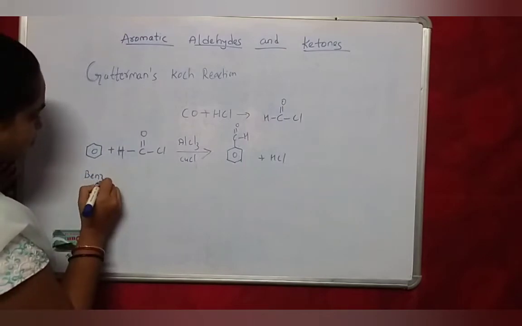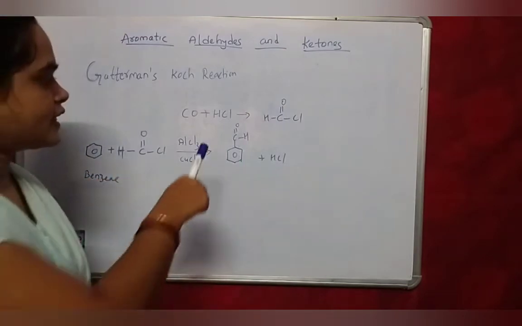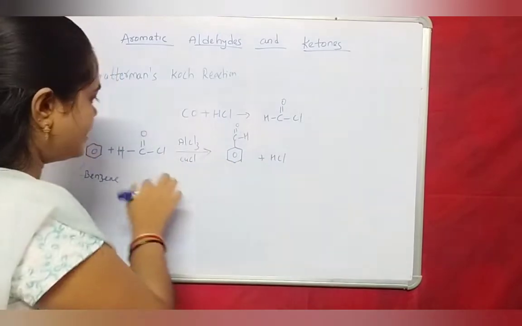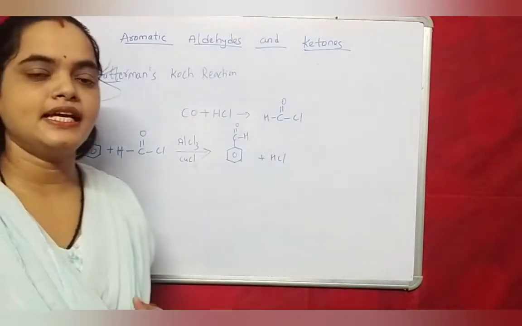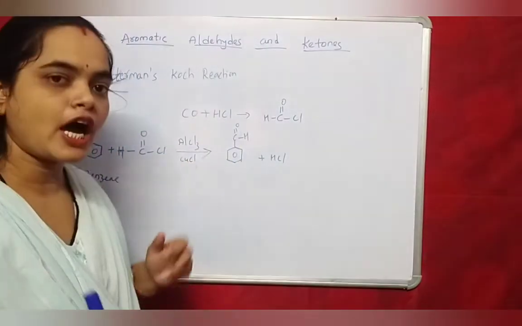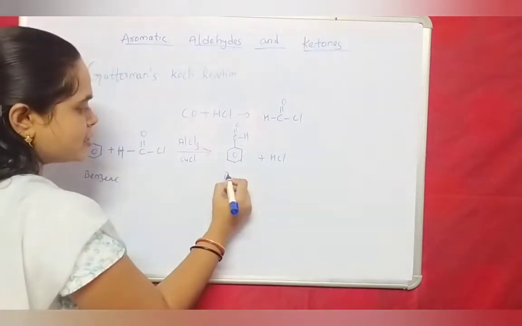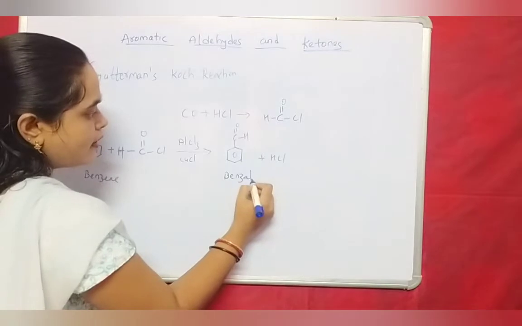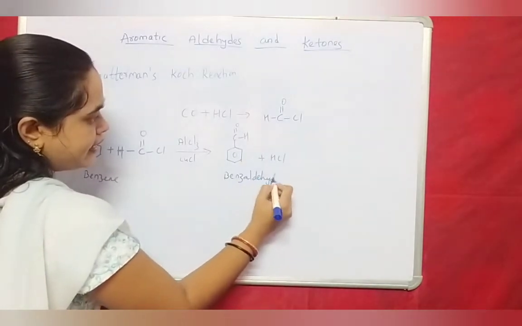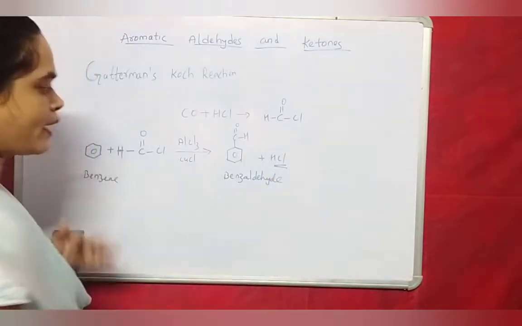In Gattermann-Koch reaction, when benzene is treated with carbon monoxide and HCl, in presence of anhydrous aluminum chloride and cuprous chloride to form benzaldehyde, and HCl is removed as a byproduct.